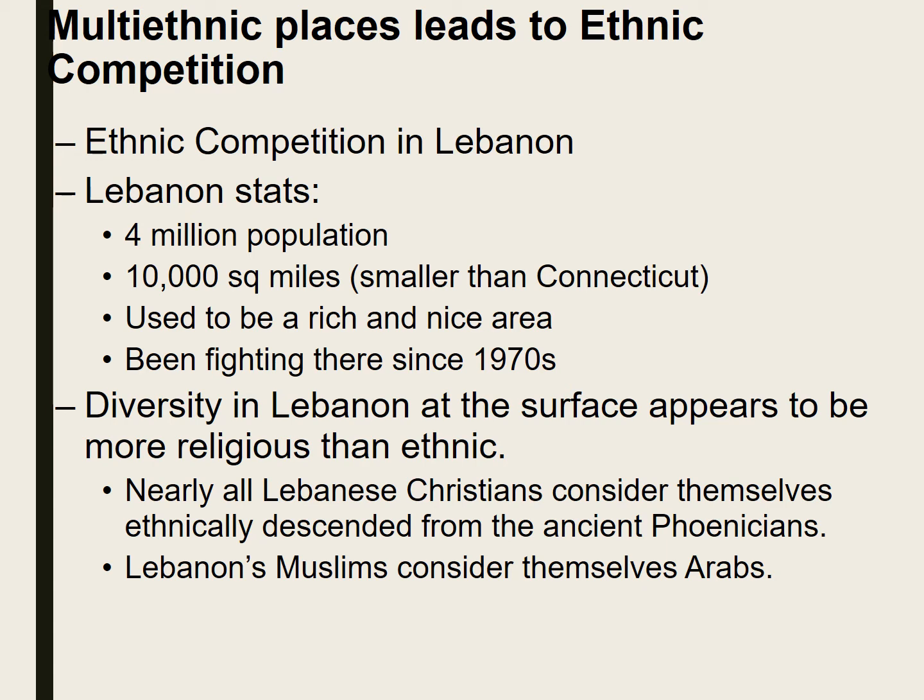All that to say, just looking at a Lebanese person, you might not know their religion. Nearly all Lebanese Christians consider themselves ethnically descended from the ancient Phoenicians, who were traders and sailors in the Mediterranean, and Lebanon's Muslims consider themselves Arabs. So ethnicity often comes down to how people identify themselves.